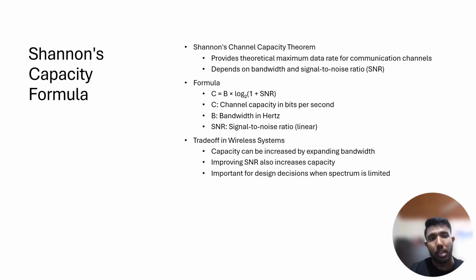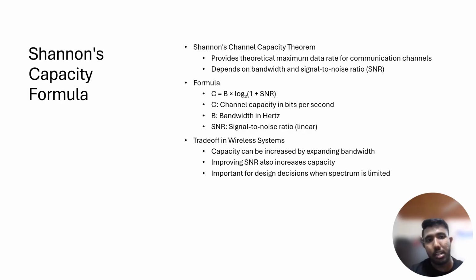Shannon's capacity formula. Let's explore the relationship between bandwidth and capacity through Shannon's groundbreaking channel capacity formula. C equals B times log2(1 plus SNR), where C is the channel capacity in bits per second, B is the bandwidth in hertz, and SNR is the signal to noise ratio. This elegant formula, developed by Claude Shannon in 1948, establishes the theoretical maximum data rate achievable over a communication channel.